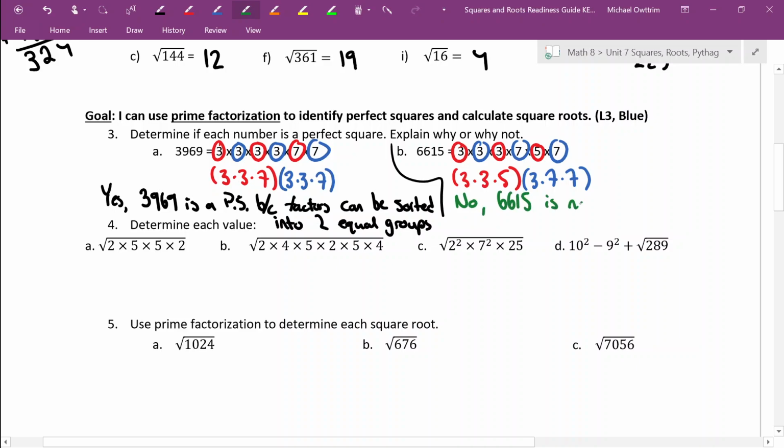6615 is not a perfect square because its factors cannot be sorted into 2 equal groups.